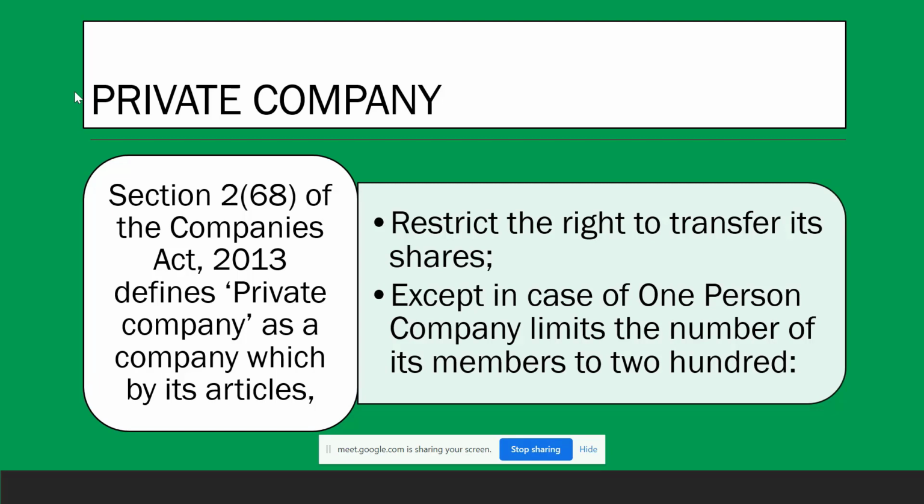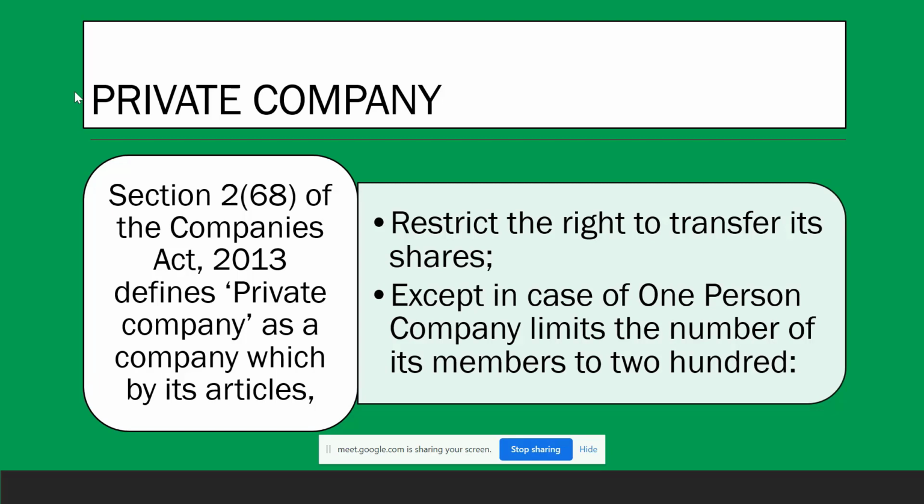There are two very important documents which a company has to file with the registrar of companies while it gets registered. One is called the Articles of Association, which are like the bylaws of the company. The second is called the Memorandum of Association, where all the details of the company are mentioned. We'll talk about the Memorandum of Association in detail later on.